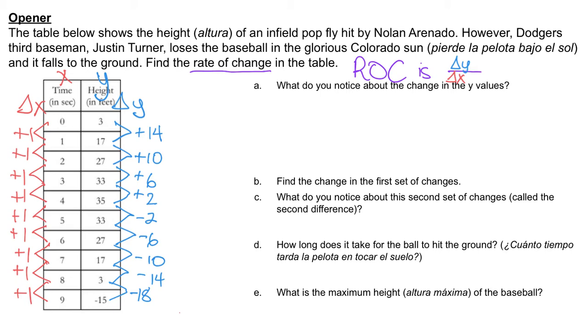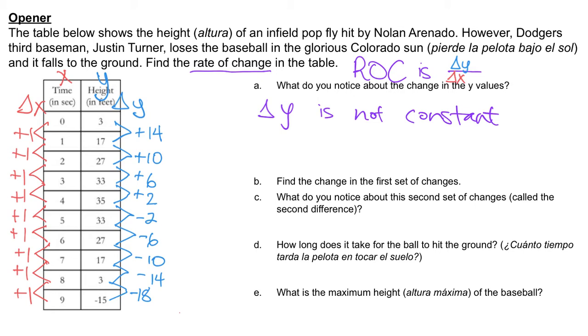So let's describe what we're seeing here with the change in Y values. We can see that the change in Y is not constant. This also tells us that the function is not linear because the change in Y over the change in X is also not constant, because the change in X is always 1 in this situation.